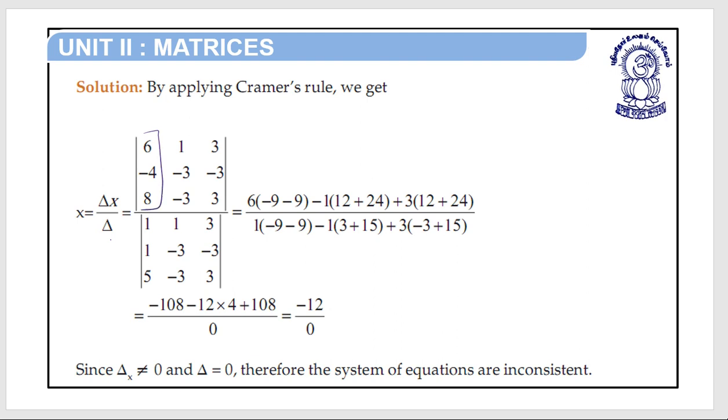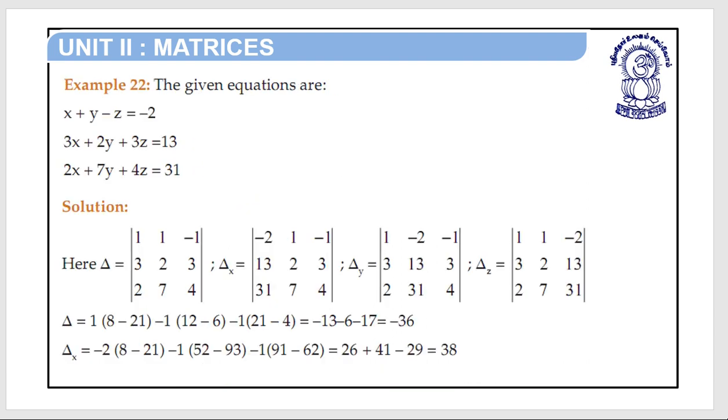3 minus 3 minus 3, minus 3, 3. Now divide by delta. So by solving this equation, we will get minus 12 by 0. Since delta x is not equal to 0 and delta is equal to 0, therefore the system of equations is inconsistent.